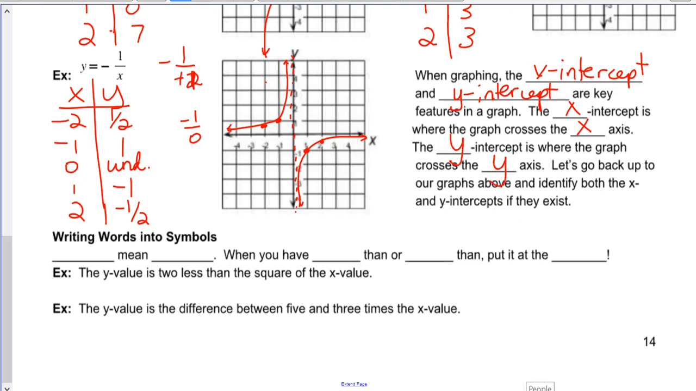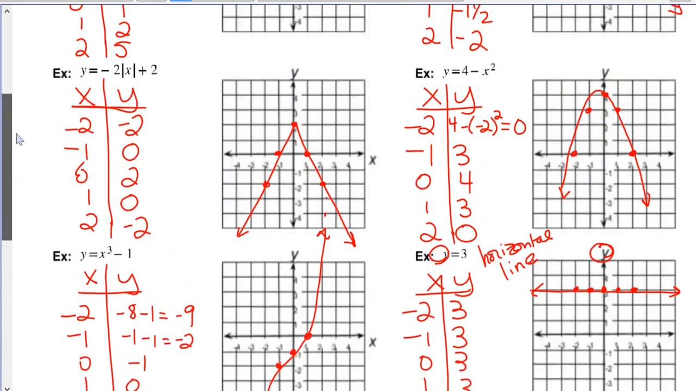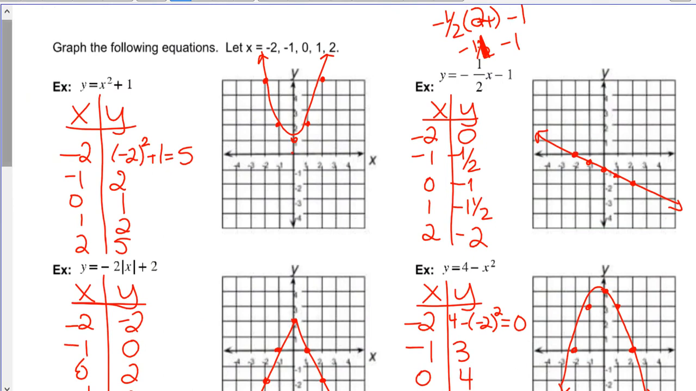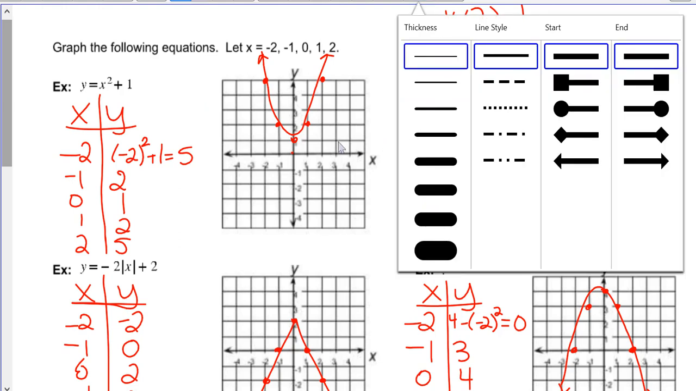Now, let's go back up into our graphs above and identify both the x and y-intercepts in each if they exist, okay? So we need to do that. Let's go back up here. See where we cross the x-axis and the y-axis, okay? So I'll do this kind of in blue so you can see that.